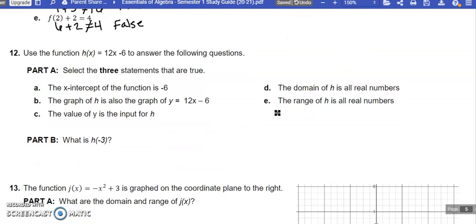All right, number 12, use the function to answer the following questions. So at this point, we'll go ahead and pause or stop this video and see part 3 for numbers 12 and on.